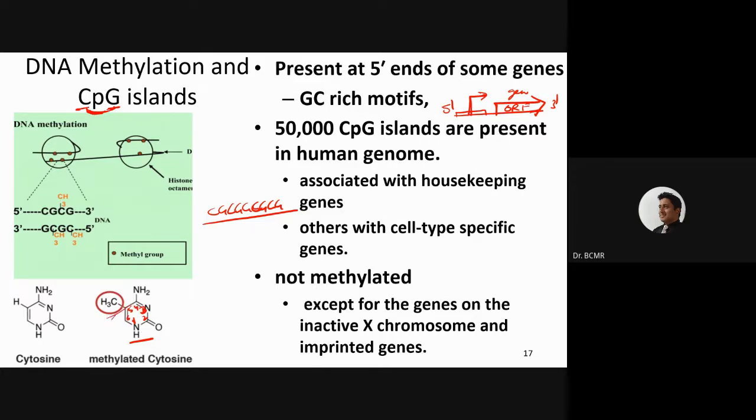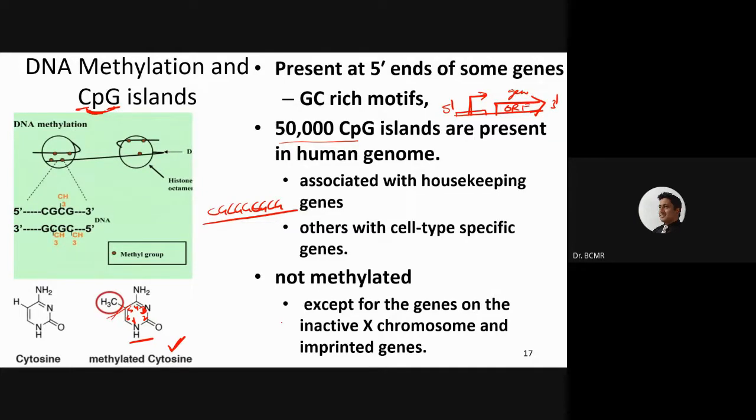Methylation on the 5th carbon of cytosine. That is a predominant one that is associated with epigenetics. There are about 50,000 CpG islands in the genome, and many of them are associated with housekeeping genes, cell type specific genes, and so on. And there are also many genes that are unmethylated.